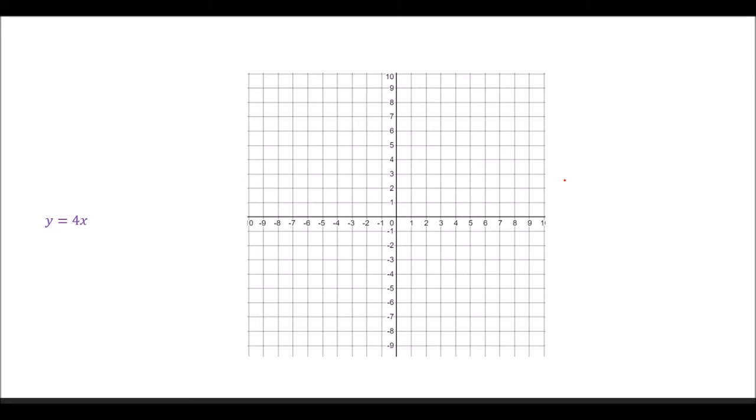And the last one is y equals 4x. In this case, my y-intercept, I don't see a number by itself, so it has to be 0. My gradient is the number next to the x, so it should be 4. It's a whole number, so put it over 1. So my y-intercept is 0, and my rise over run is 4.